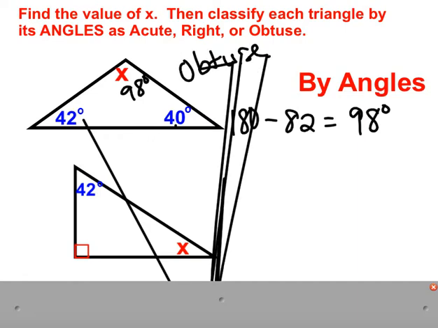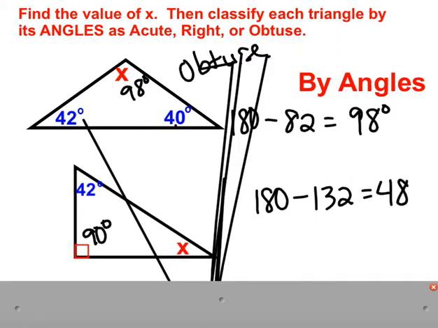Okay, let's look at the next one. 42 degrees, and something that looks like a box, which we know is a right angle, which tells us that it's 90 degrees, and we can use the same method. 180 minus what we have combined, which is 132, which means that my final angle is 48 degrees. This is a right triangle because of that 90-degree angle.